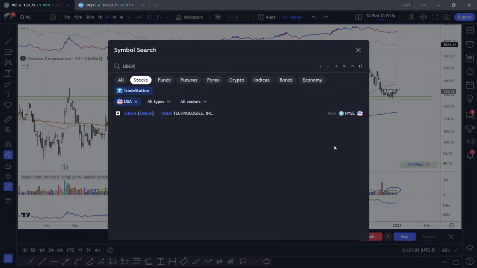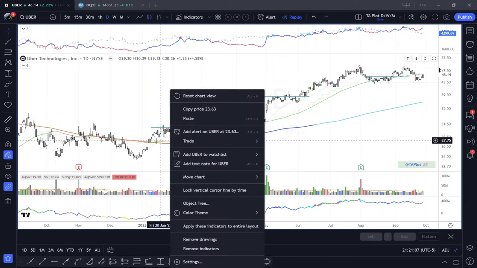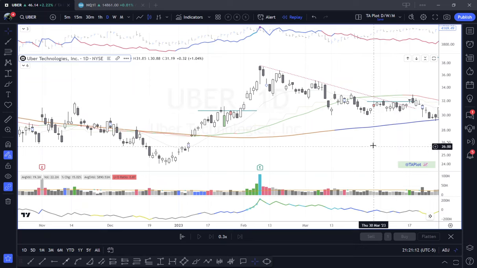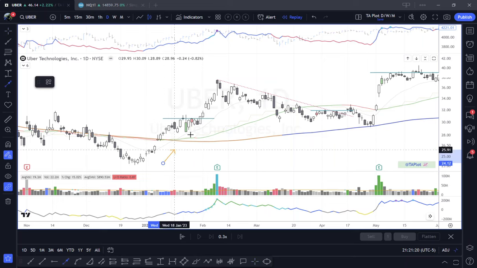Let's take a look at one that did not work. Uber. This one did not work. So Uber, I bought Uber here. And again, what is this doing? All left base. Okay, so we got the rally. We got a strong rally.